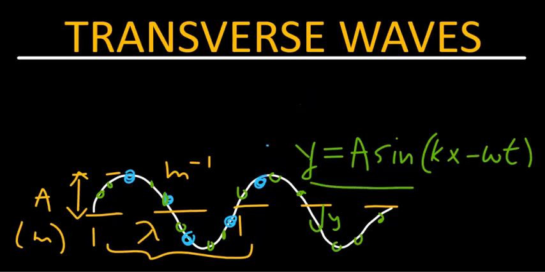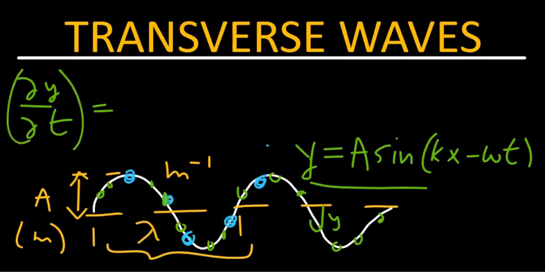If y is the transverse displacement of each point in the string, what does dy dt represent? Or more accurately, a partial derivative of y with respect to time, because there are two variables. One is x and the other one is t. That's why we are using the partial derivative sign. The del y del t here represents the speed of oscillation of each point on the string.